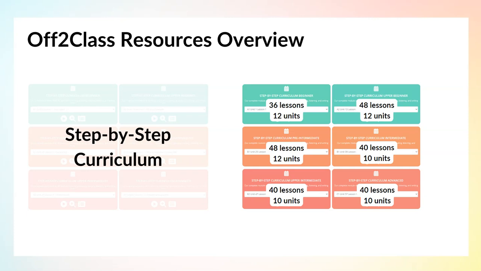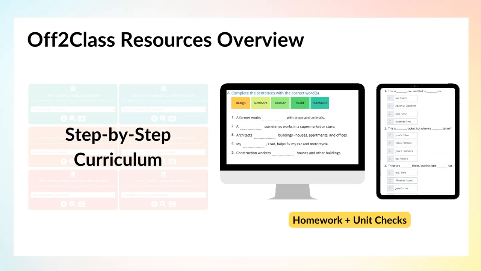Each level consists of 10 to 12 units, with 3 to 4 lessons in each. Each lesson is accompanied by a homework assignment for students to practice the skills they've learned independently, and every unit ends with an assessment called a unit check to assess mastery of the skills in that unit.